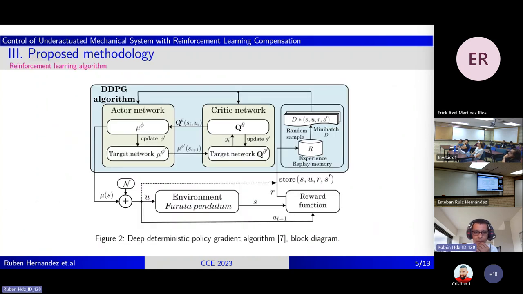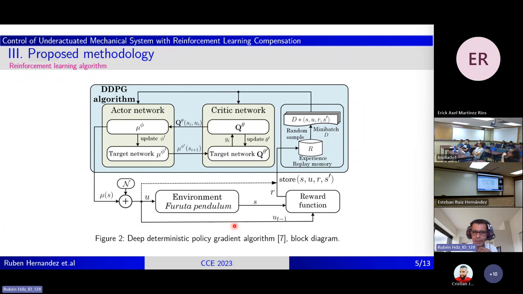So the proposed methodology: in this work, we use the deep deterministic policy gradient algorithm to stabilize the rotary inverted pendulum. And the main idea of the reinforcement learning methods is that the agent receives observation signals, which represent the states of the system. In function of this observation, the agent generates an action that influences the system and transitions to a new state S prime. Upon taking actions, the agent receives a scalar reward according to a predefined reward function R.